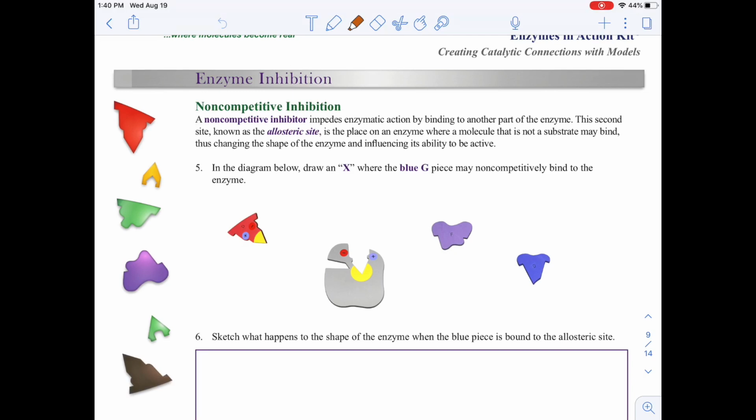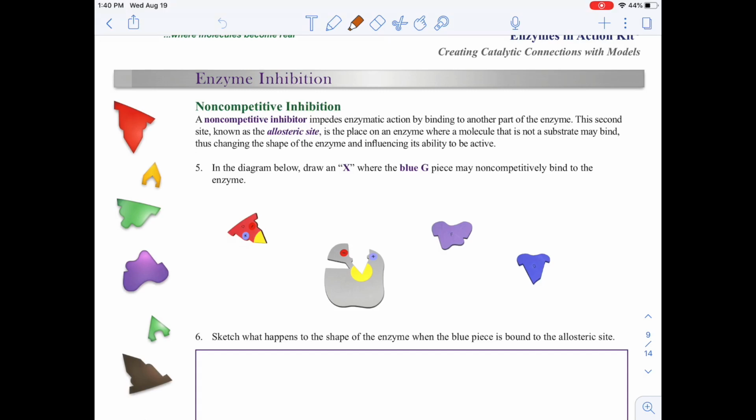Enzyme inhibition. Non-competitive inhibition. A non-competitive inhibitor impedes enzymatic action by binding to another part of the enzyme. So it stops the enzyme from working, but it does it by binding to a different part of the enzyme. This second site, known as the allosteric site, is the place on an enzyme where a molecule that is not a substrate may bind, thus changing the shape of the enzyme and influencing its ability to be active.